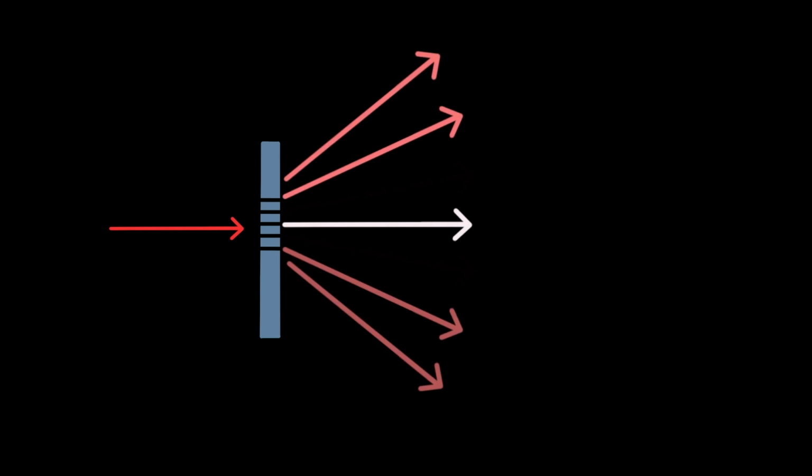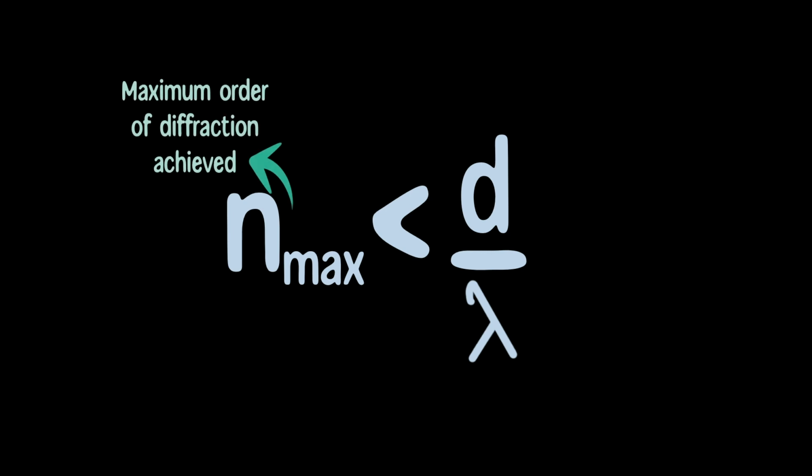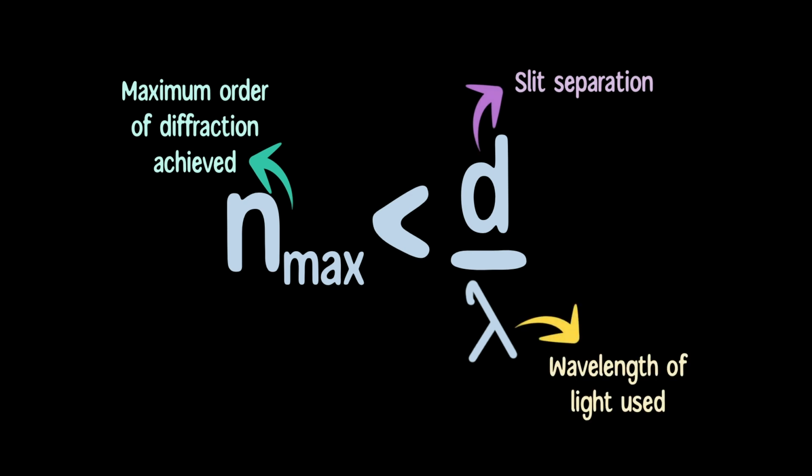Another neat thing about this equation is that we can use it to determine the maximum number of order of diffraction that the light of any wavelength can have once it passes through a particular diffraction grating. Now this particular relationship is governed by a derived version of our equation, and it looks something like this. n max is less than or equal to d over lambda, where n max is the maximum order of diffraction that can be achieved, and it must be a positive integer. d is the slit separation, and lambda is the wavelength of light used.